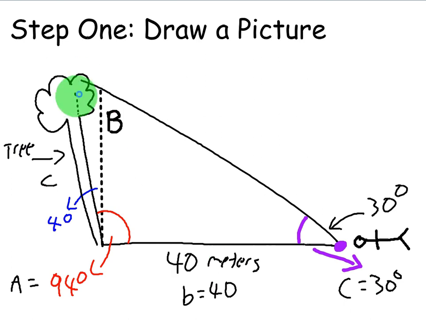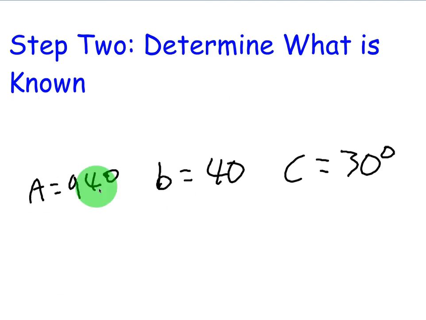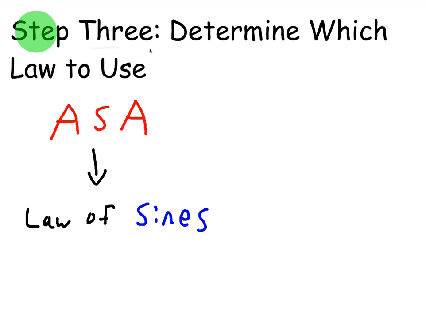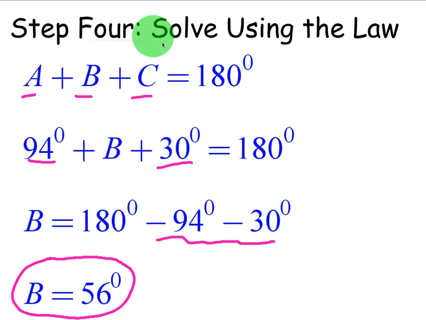Once you know this angle and this side, then you can figure out this side using the law of sines. So what do we know? We know big A is 94, little b is 40, big C is 30. For law of sines, it doesn't matter what you label what, as long as you're consistent. So next we will be solving for big B, that third angle. Step 3, determine which law to use. I'm going to use the law of sines for angle, side, angle. Side, angle, side, I believe you have to use law of cosines, which we'll look at later. Then solve using the law.